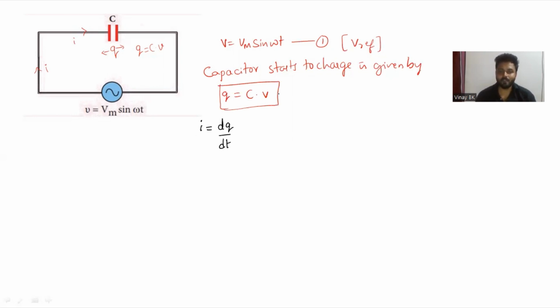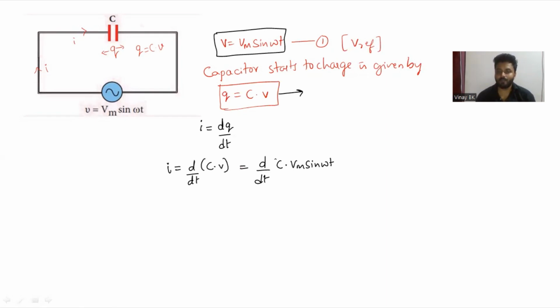Now I'll substitute the value of charge in the current equation. So I get I equals d by dt of C into V, where V is the instantaneous value of voltage given by Vm sine omega t. I will substitute the value of V now. It will be d divided by dt of C into Vm sine omega t.